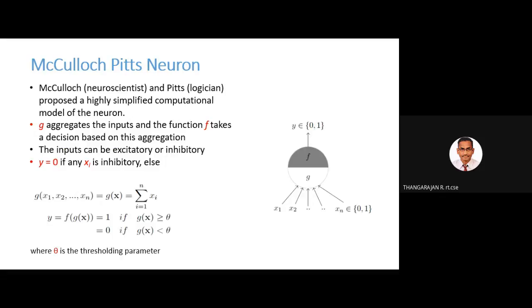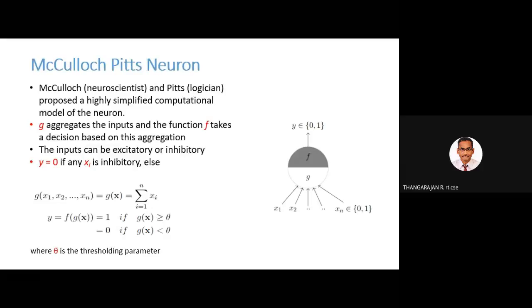Next, we get into the McCulloch-Pitts neuron. I told you yesterday that McCulloch was a neuroscientist and Pitts was a logician. Both of them joined together and created a very, very simplified model, not of the brain, but of the neuron. So this figure, you remember I showed you yesterday. This is the cell body, the soma, which in the biological neuron I call the soma.